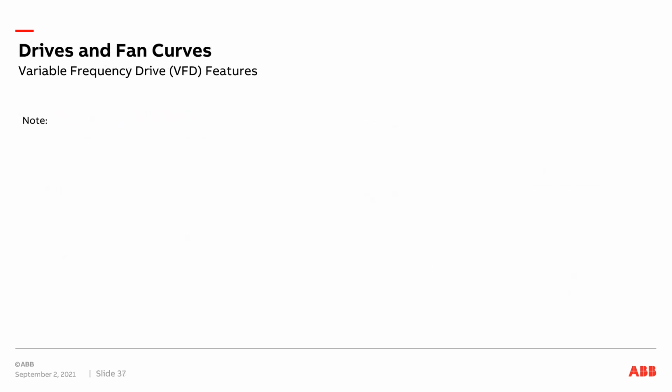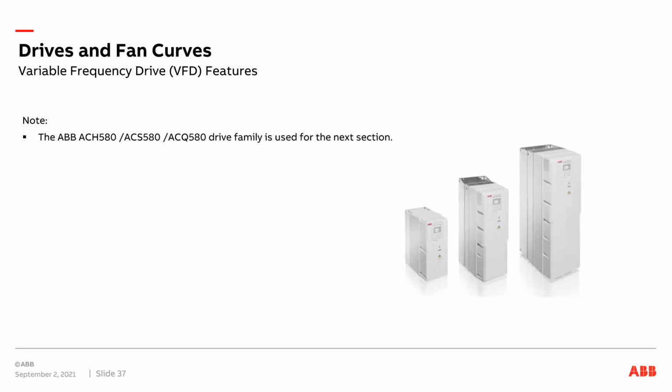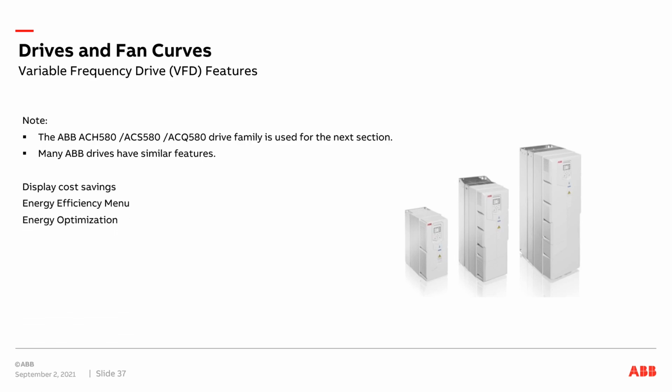Let's look at some variable frequency drive features. Note that the ABB ACH580, the ACS580, and the ACQ580 drive families are used for this next section. Many ABB drives have similar features, and some other drive manufacturers have the same features too. We're going to look at displaying cost savings, energy efficiency menus, and energy optimization.